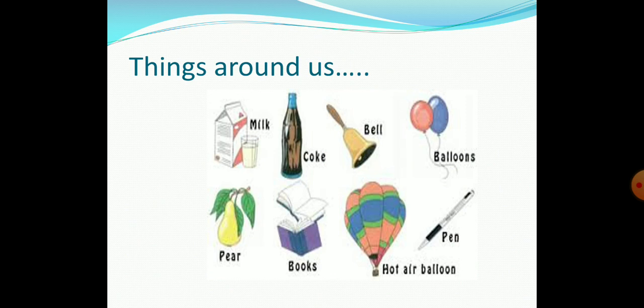Milk is a liquid. Coke or the juice is a liquid. Bell is a solid. Balloons, they are full of gas. Pear or the apple, it is solid, so it is coming under solid state. Books are also solid. Hot air balloon, so the air is a gas, so that is under gas. The pen is a solid. So anything around us can be grouped under any of the three states of matter. Either it can be a solid, or it can be liquid, or it can be gas.